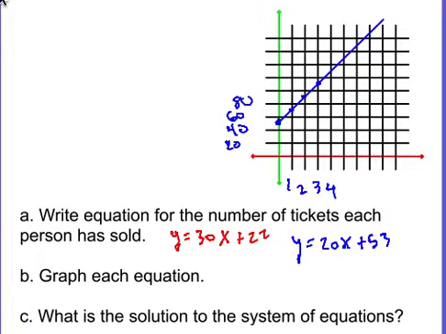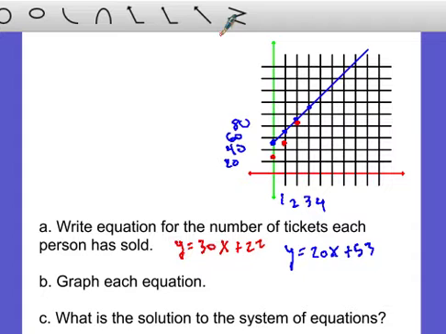And then old Will starts out at 22. So down here, he starts way behind, but he goes up 30 a day. So 30 is going to be about right there. And then 30 more is going to be about right there. So his graph, this is going to be hard to see.